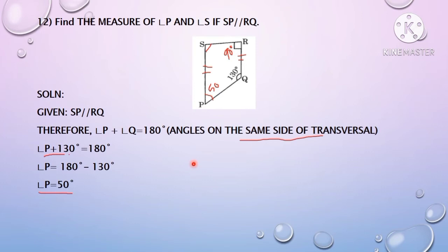Then, using the equation method, bring all the constant terms to one side. After the calculation we get P is equal to 50 degrees. This angle P is equal to 50 degrees.